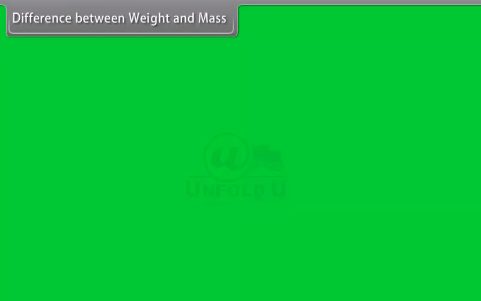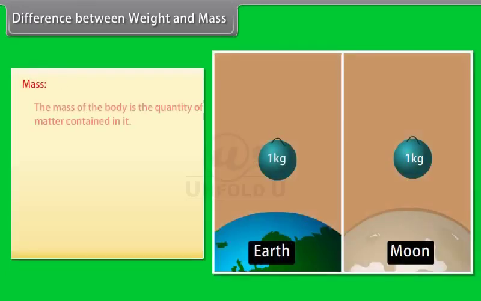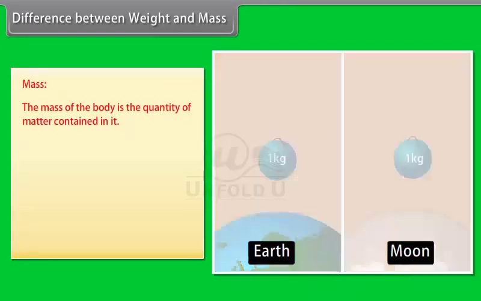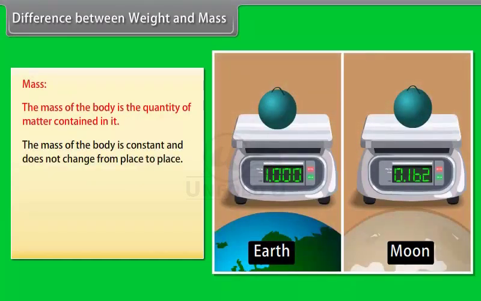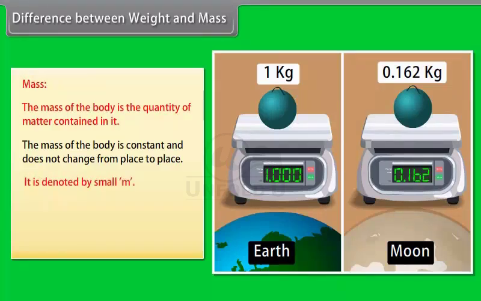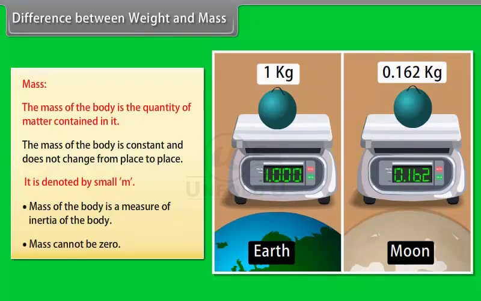Difference between weight and mass. Mass. The mass of the body is the quantity of matter contained in it. The mass of the body is constant and does not change from place to place. It is denoted by small m. Mass of the body is a measure of the inertia of the body. Mass cannot be zero.